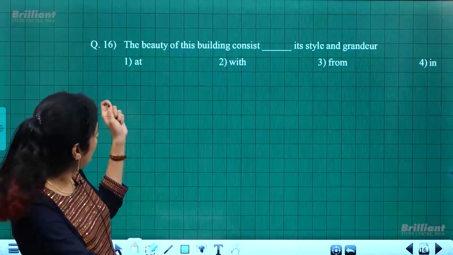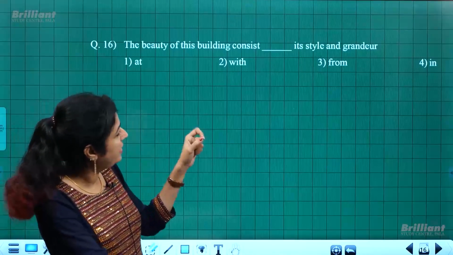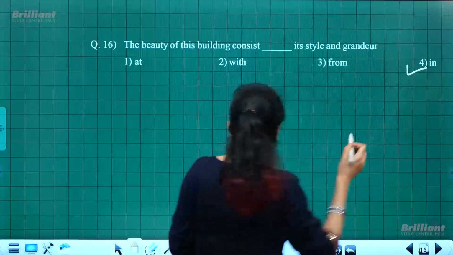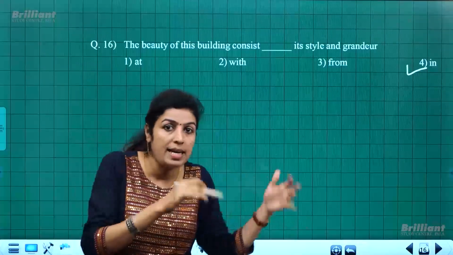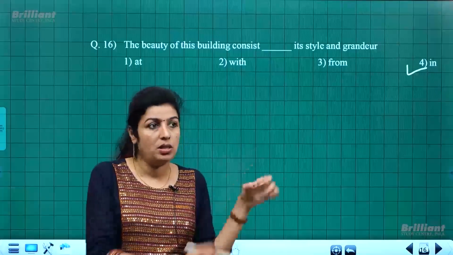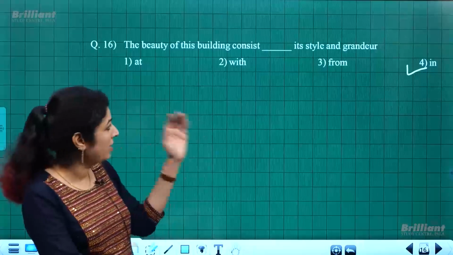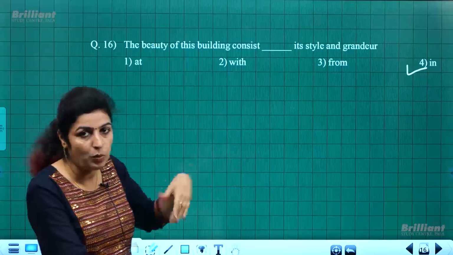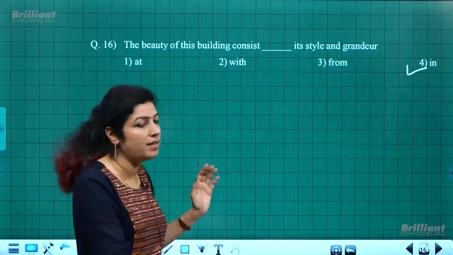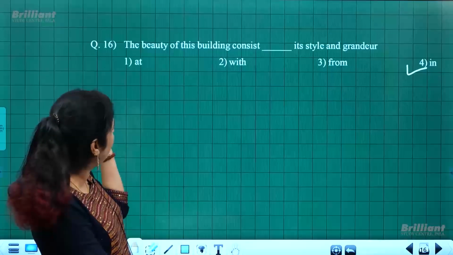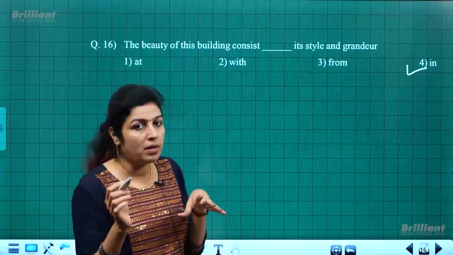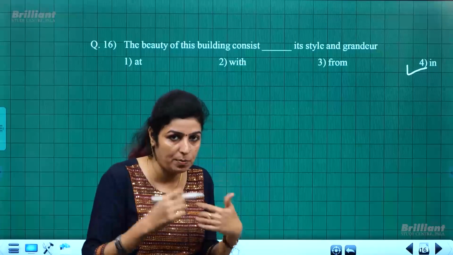Next is, the beauty of this building consists dash its style and grandeur, greatness or grandeur. So it is in, lies in. So here the meaning is almost like, the beauty of this building lies in its grandeur and style. It means the major factors for which this building is taken as beautiful, that is style and grandeur. So that is the meaning conveyed by the sentence. So once again, the beauty of this building consists in its style and grandeur, not with its style, or at its style, or from its style and grandeur. So you just try to match other words also, and you can understand why these words cannot be applied. Okay.